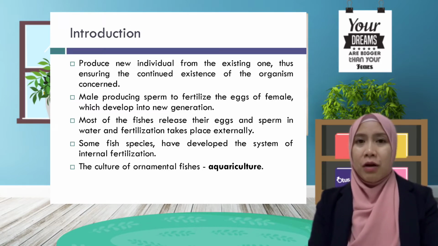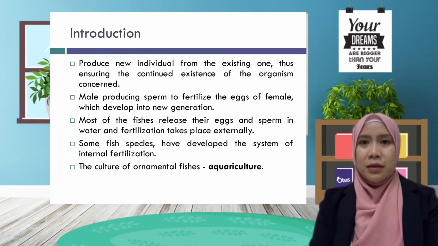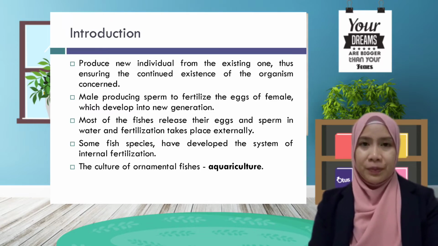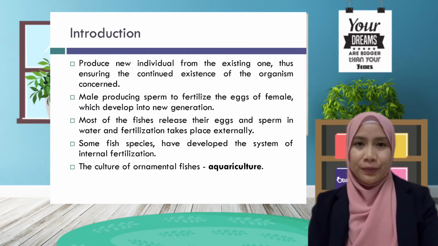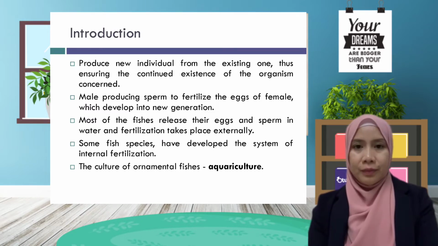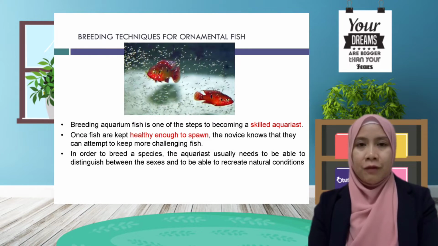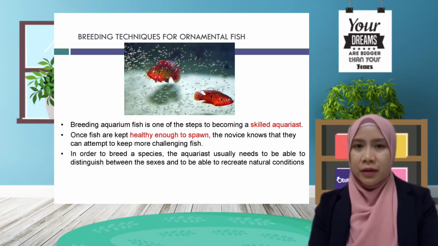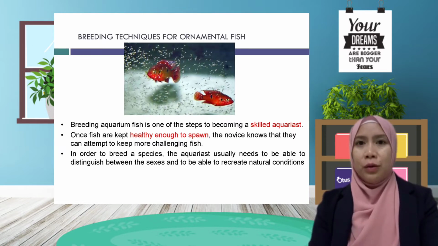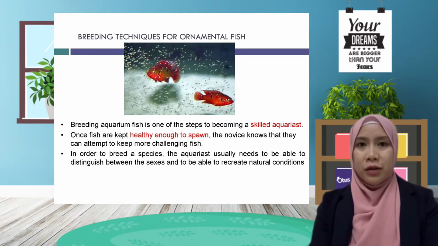Some fish species, however, have developed a system of internal fertilization where embryonic development takes place inside the body cavity of the fish. The culture of ornamental fishes is called aquariculture. For your information, breeding aquarium fish is one of the steps to becoming a skilled aquarist. Once fish are kept healthy enough to spawn, the novice knows that they can attempt to keep more challenging fish.